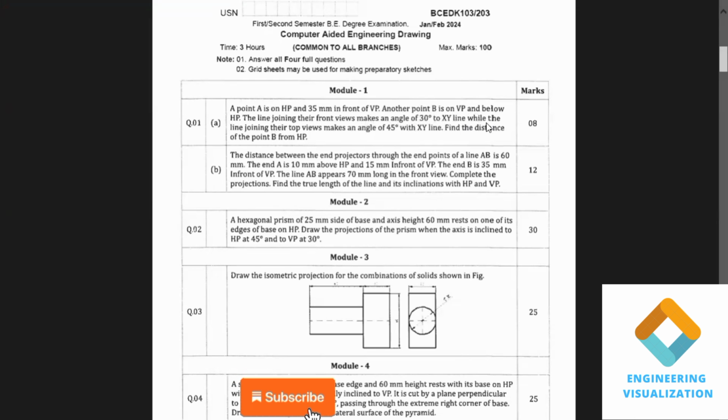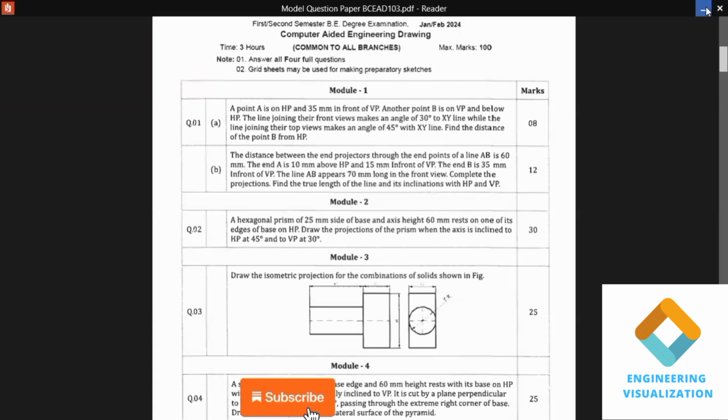What they mention here is that the line joining the front views makes an angle of 30 degrees to XY, while the line joining the top views makes an angle of 45 degrees with XY. That means we should connect the top views with an angle of 45 degrees and the front views with an angle of 30 degrees. That's what is given in this problem, and using this sentence we have to draw.